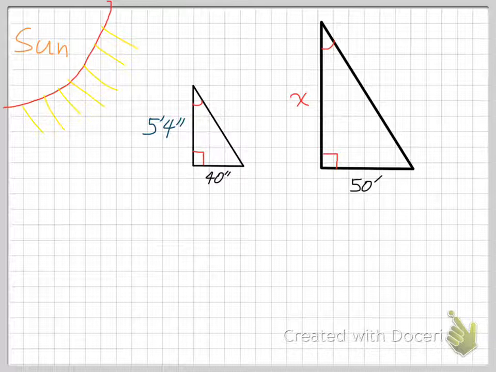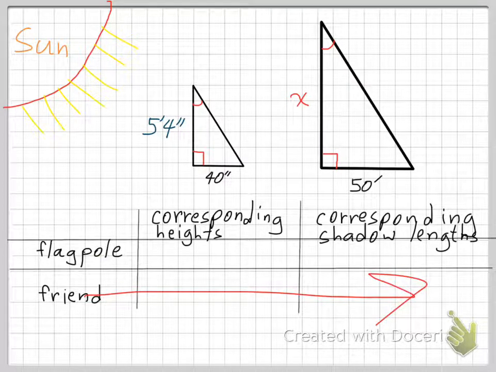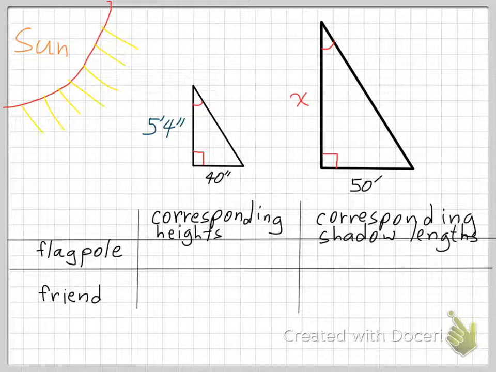So we can use a proportion to find the missing height, right? I always find it useful, and we'll have some activities on this in the future, to create these proportions by using little charts like this. I find it useful to create charts just to keep myself straight so that I don't make any mistakes. Everything in this column has to do with heights, and everything in this column is going to have to do with shadow lengths. Everything in this row is going to be regarding the flagpole, and everything in this row is going to be regarding your friend. So this is just, like I said, a way to keep you straight.